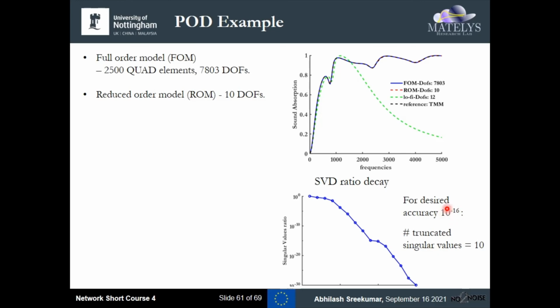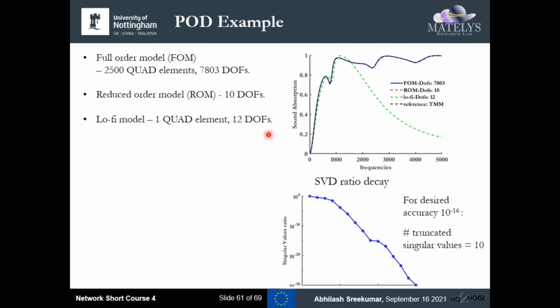Now, we also have a lo-fi model just to illustrate the accuracy of a reduced order model. This lo-fi model is based on a standard finite element model without any model order reduction strategies. This has only a single quadrilateral element comprised of 12 degrees of freedom.